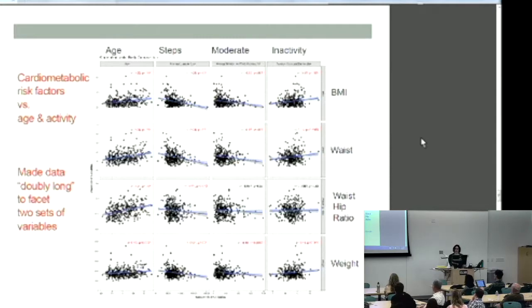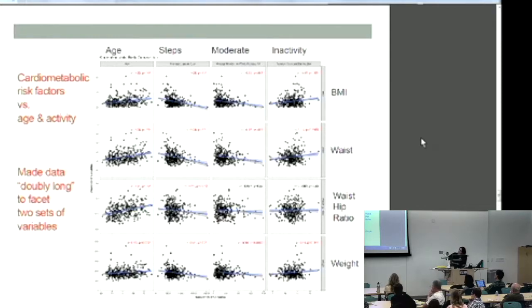Now they're also interested in correlations with those cardiometabolic risk factors. So we looked at variables like BMI, waist-hip ratio, and weight, and then also had steps and the physical activity variables. We started building regression models with all of these, and the cardiometabolic risk factors were the response variables in our models. But just to show them how strongly correlated or uncorrelated these variables are, I realized I had to build lots and lots of plots. With ggplot, I can facet, but I realized what I needed to facet by.